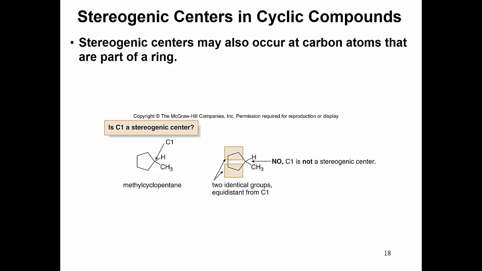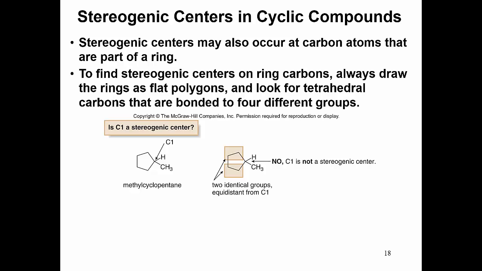Okay, today I'm going to introduce a hugely important concept of stereochemistry, and we're going to begin talking about stereogenic centers in cyclic compounds. Let's take a look at the first example, methyl cyclopentane. To find a stereogenic center on ring carbons, what we want to do is draw them first as flat polygons and look for tetrahedral carbons, and this is important, that are bonded to 4 different substituents.